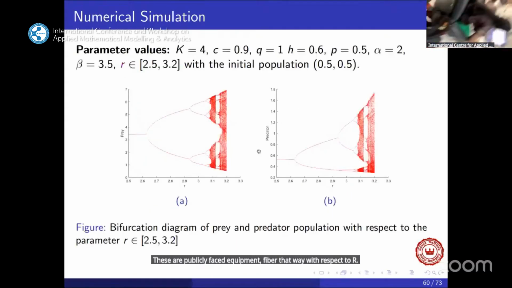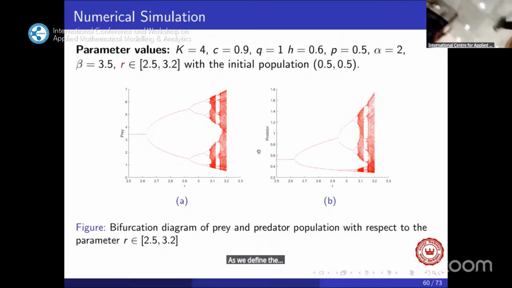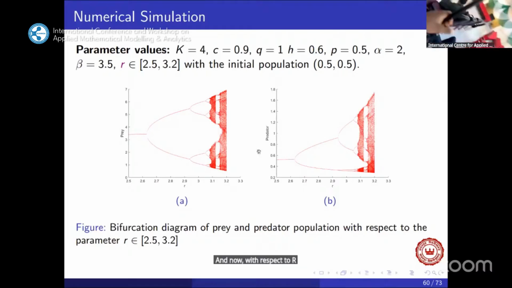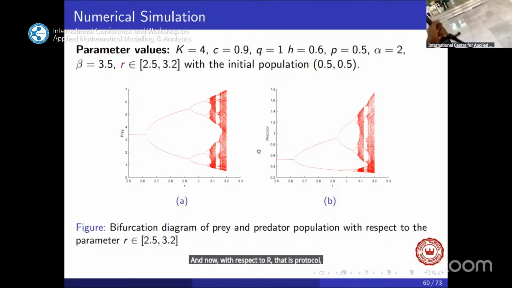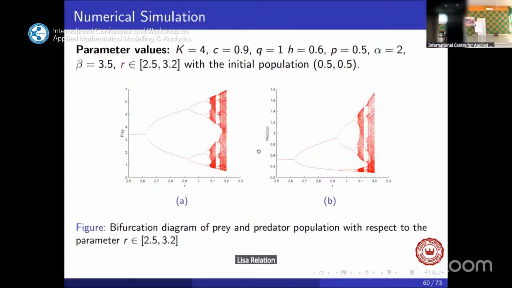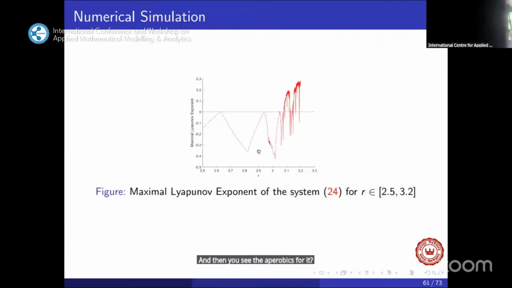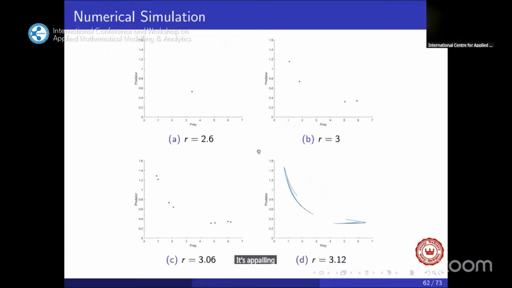These are the phase portraits for the bifurcation with respect to R. First we defined the bifurcation theory with respect to alpha, and now with respect to R, that is both terms. This is the numerical simulation to find a bifurcation analysis. This is the Lyapunov exponent. This is the following result. Phase portrait for different values of R.